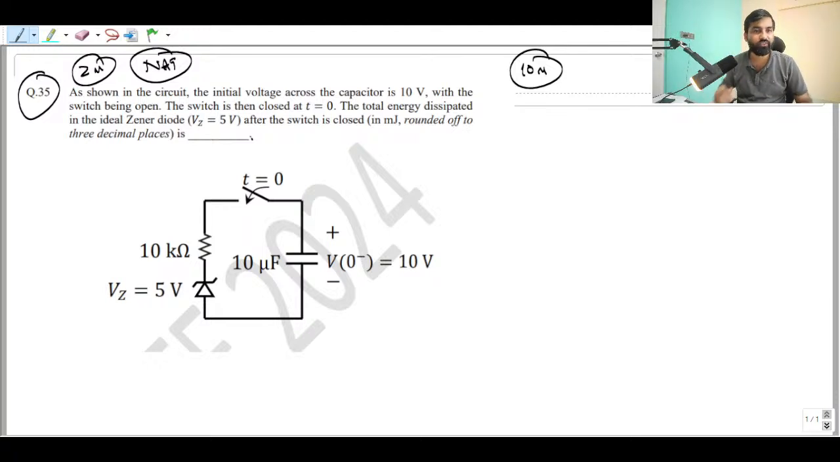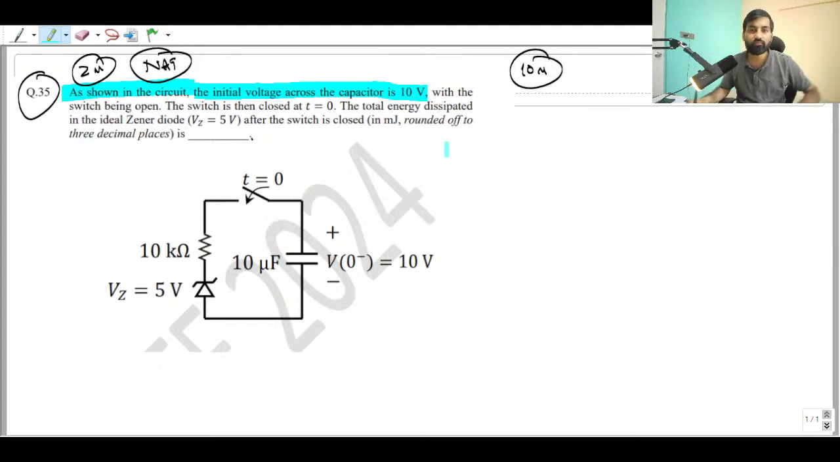As shown in the circuit, the initial voltage across the capacitor is given. Certainly, if it is a source free circuit, how do we identify it as a source free circuit? Because there are no external sources. If there is no external source which can excite the RC network, then that is considered to be a source free circuit. There is no source at all. So if it is a source free circuit, then there should be an initial voltage across the capacitor.